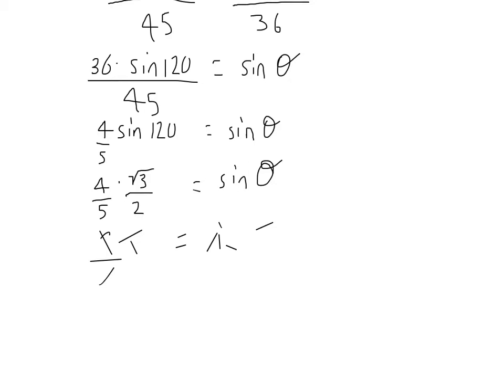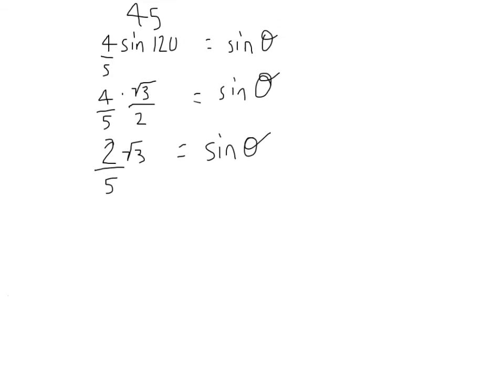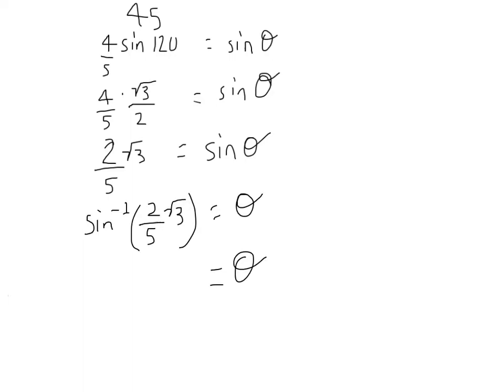So the next step is to take the inverse sine of 2 divided by 5 times the square root of 3. And that equals theta. Therefore, theta is approximately 43.9 degrees.